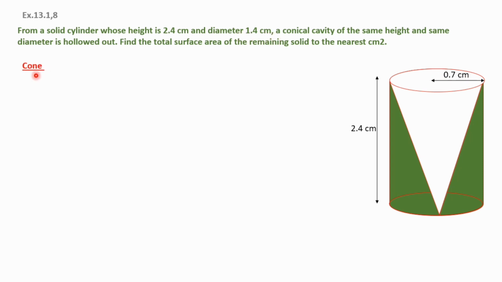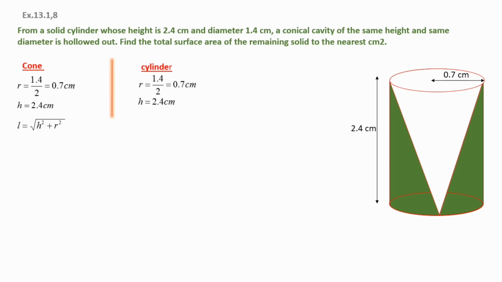So let's write down the cone measurements. Radius is 0.7 and height is 2.4 centimeter, same height as that of the cylinder. Next we have to write the cylinder values. Cylinder radius is same, 0.7 centimeter, height also same, 2.4 centimeter.